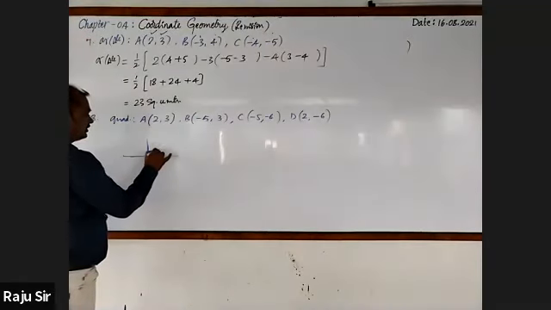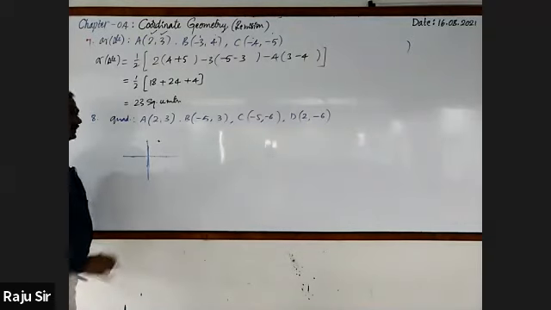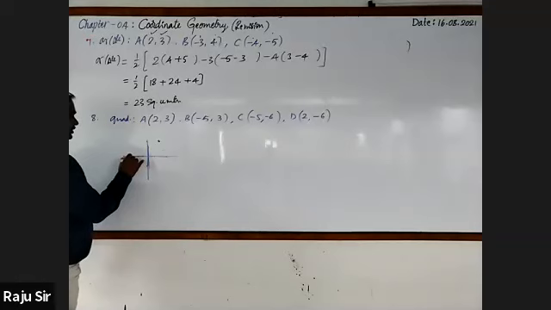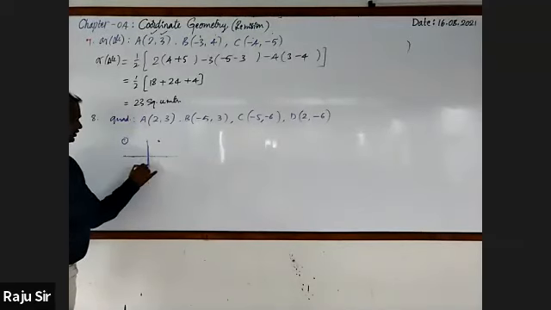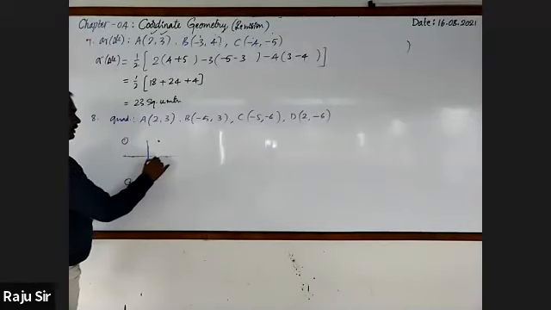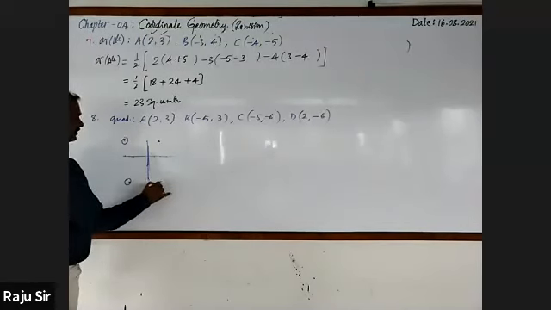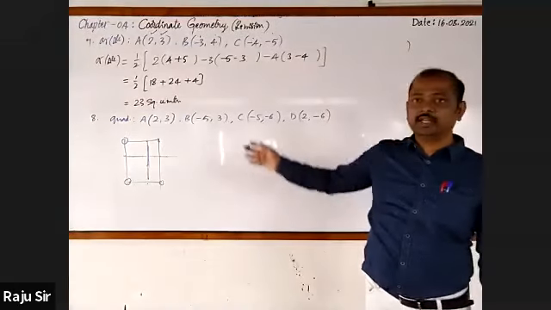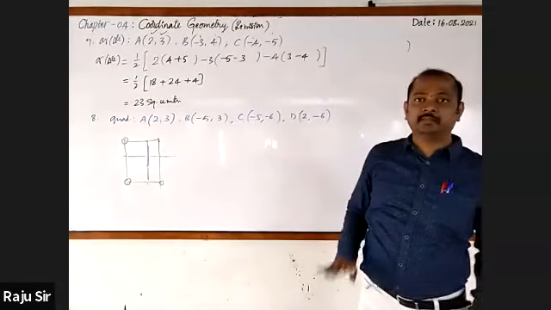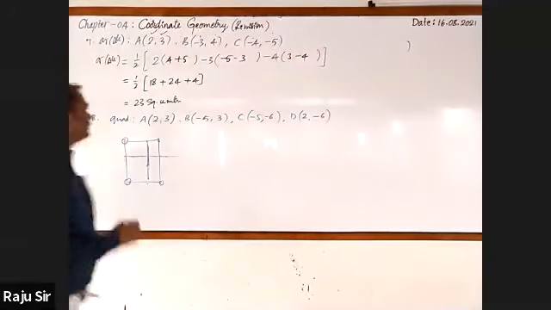(2, 3) comes here, and (minus 5, 3), 1 2 3 4 5, comes here. Then (minus 5, 6), 1 2 3 4 5 6. Then (2, minus 6) comes here. Could you tell which geometrical figure this is? A rectangle. But the question is not about the area of a rectangle, it is about the area of a quadrilateral.